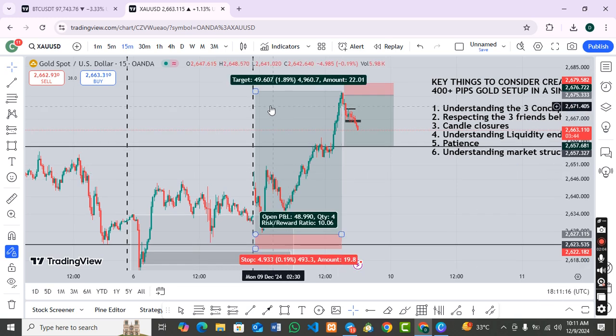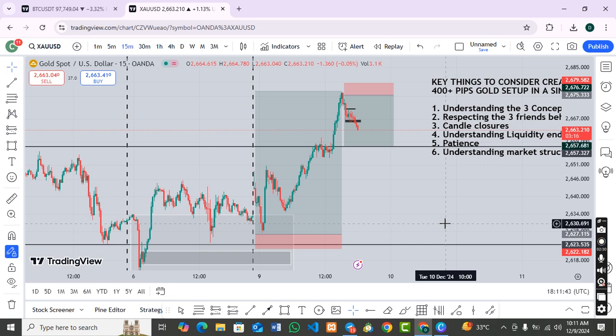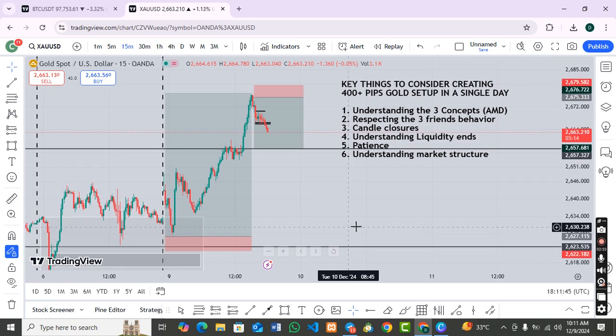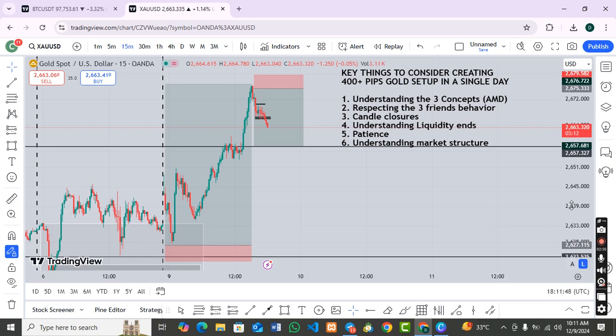So if I put the mouse on the percentage and also the profit over here, as you can see, the target is 49.607. So for gold, you move the first digit after the decimal point. So that's a 496 pips trade setup today, only today, a single day. How did I come about this idea that is yielding us 496 pips per day?